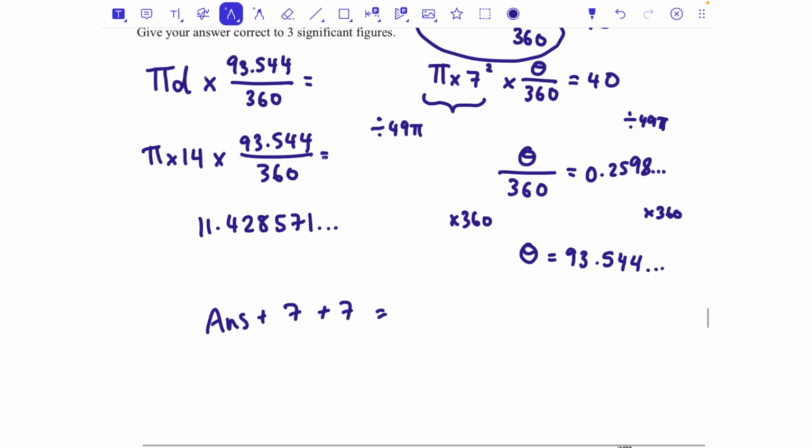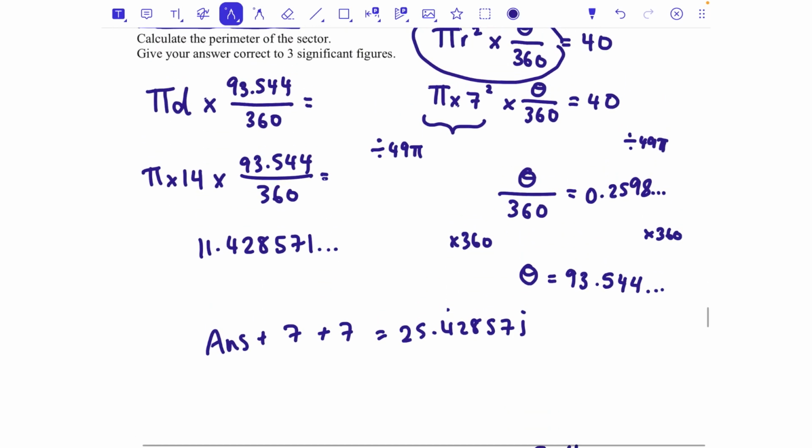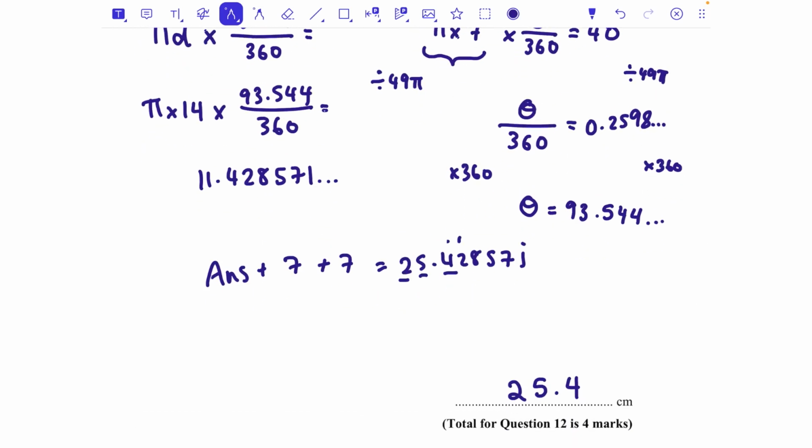We can just add 14, and that gives us 25.428571, correct to 3 significant figures, so that's going to be 25.4. The next number is 2. They're recurring, but that just means it goes 428571, 428571, and keeps repeating like that. For 3 significant figures, we're going to check that 2, first, second, third. The 2 rounds down, so 25.4.